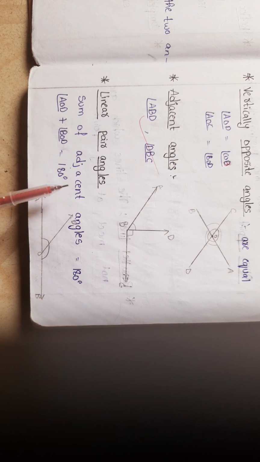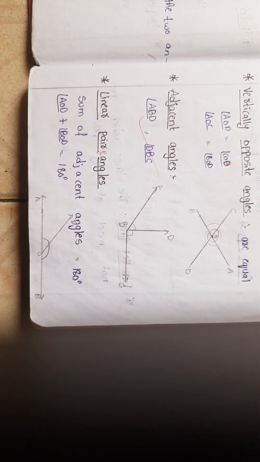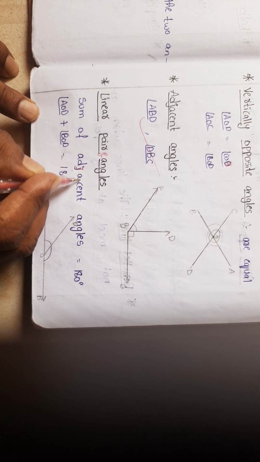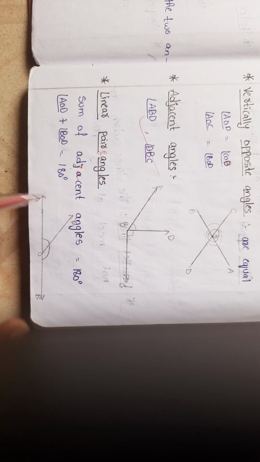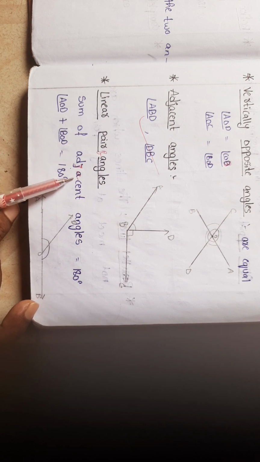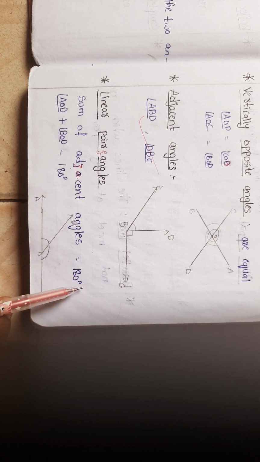Linear pair of angles. Here linear pair of angles means sum of adjacent angles. Prepare it as one word. Don't write it separately. Adjacent, one word only. Sum of adjacent angles is equal to 180 degrees. That means side by side angle values must sum to 180 degrees. Then they are called linear pair of angles, or linear pair simply you can say.